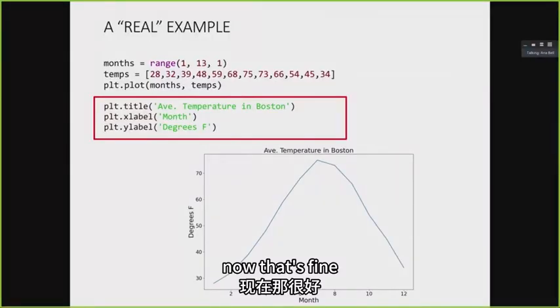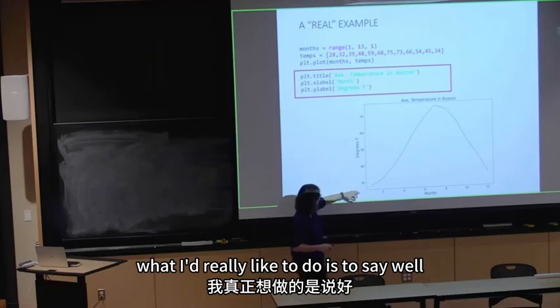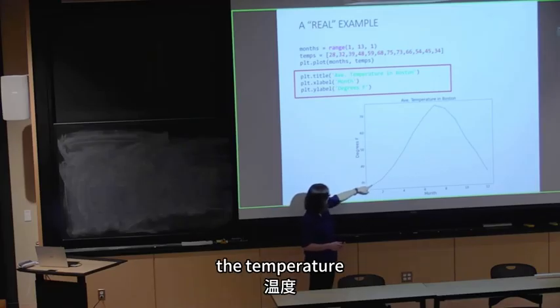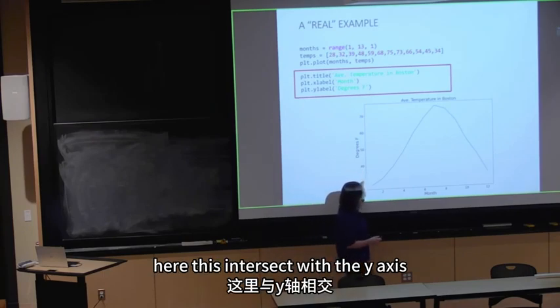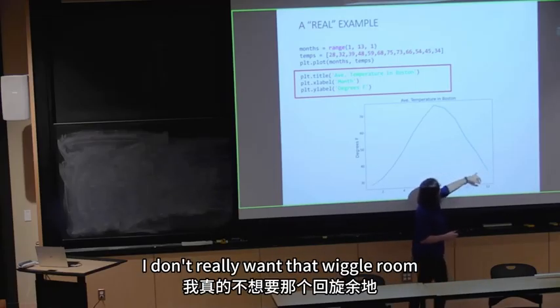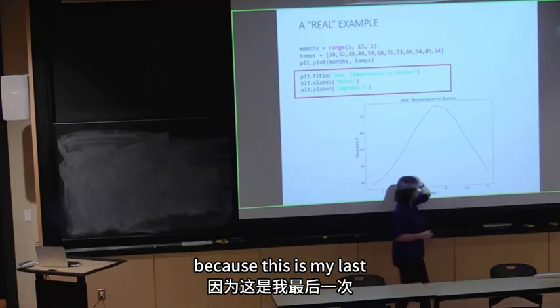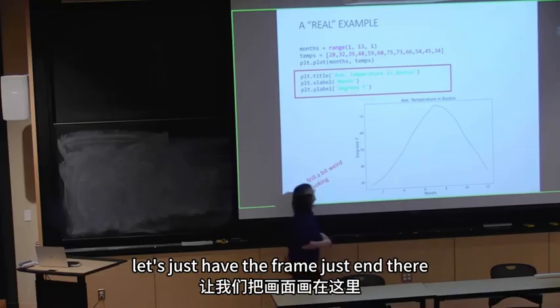Now, that's fine, but since it's temperatures, what I'd really like to do is to say, well, the lowest temperature I have should really start at the y-axis here, intersect with the y-axis. And the highest temperature I've got, I don't really want that wiggle room because this is my last temperature value. Let's just have the frame just end there.